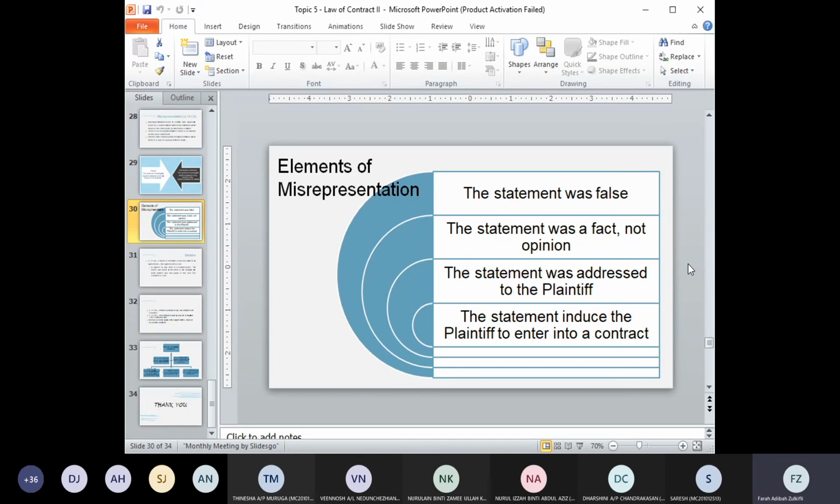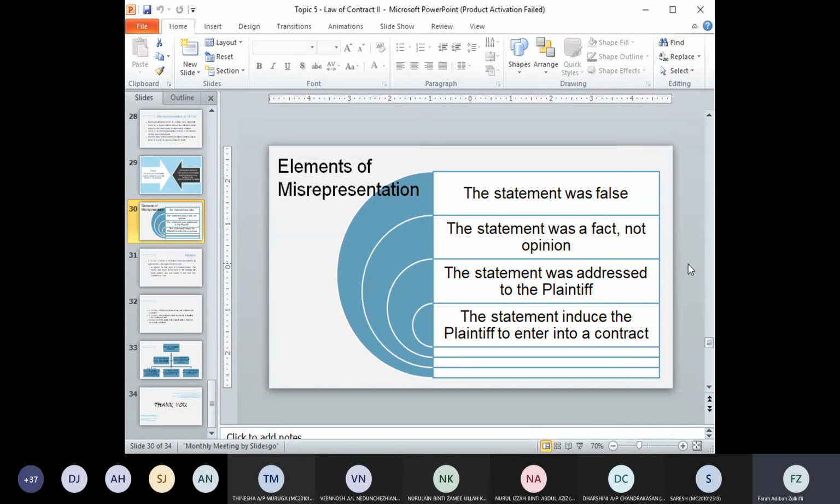Okay, so if the person is saying his opinion on something and the other party signs the contract based on the opinion, there is no misrepresentation. Because an opinion is not a misrepresentation. An opinion is what you believe. What you believe may be true, maybe not. And the statement must be addressed to the plaintiff. And the last element is the statement must induce the plaintiff to enter into a contract.